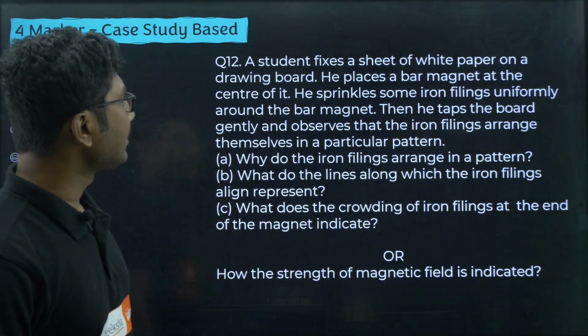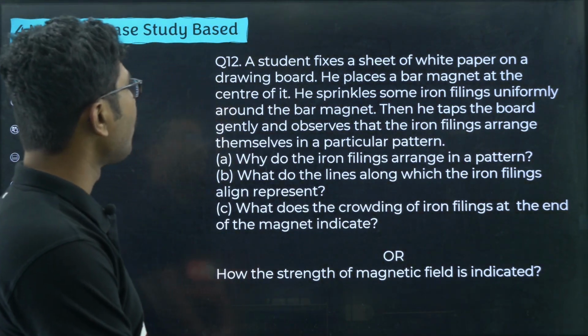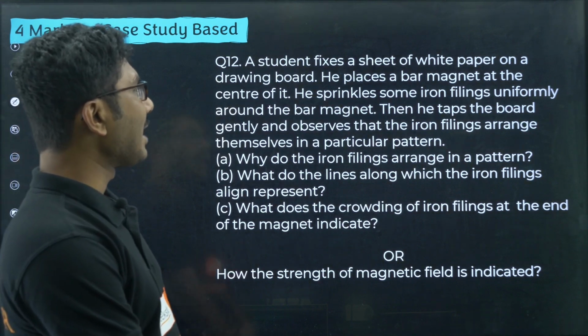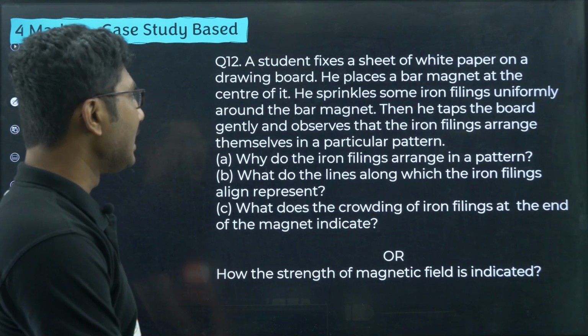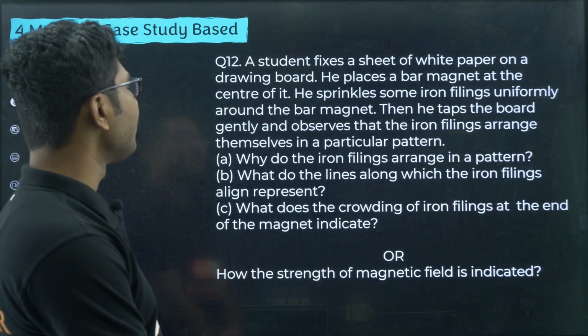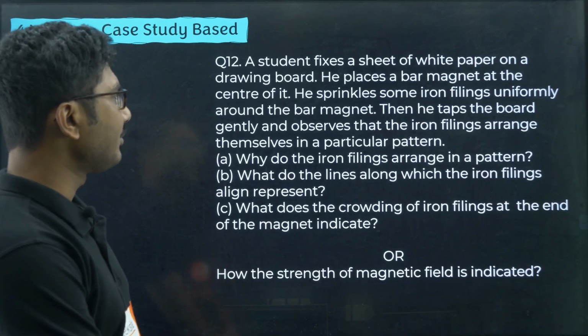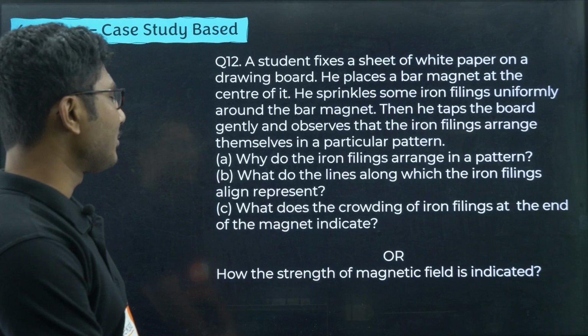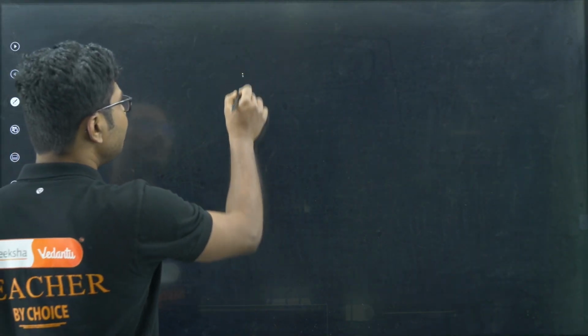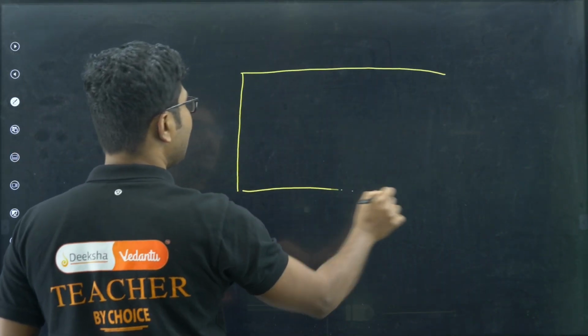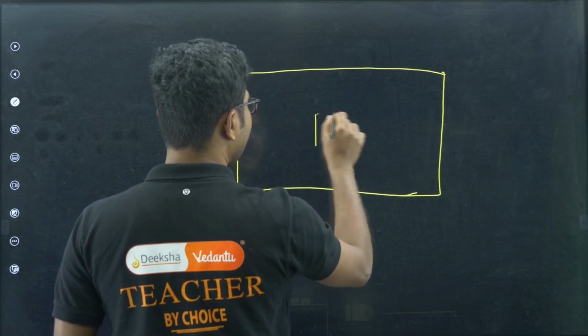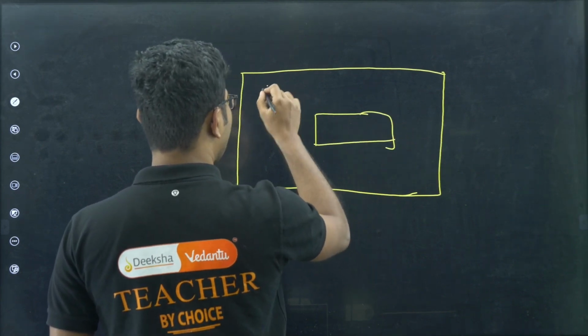A student fixes a sheet of white paper on a drawing board. He places a bar magnet at the center of it. He sprinkles some iron filings uniformly around the bar magnet. Then he taps on the board gently and observes the iron filings arrange themselves in a particular pattern. So, you have a sheet of paper, you put a magnet here and some iron filings.